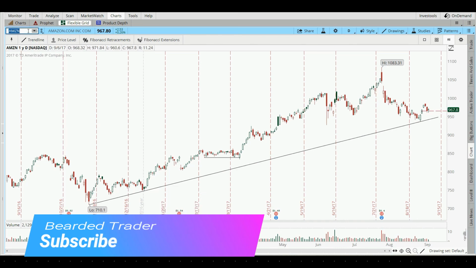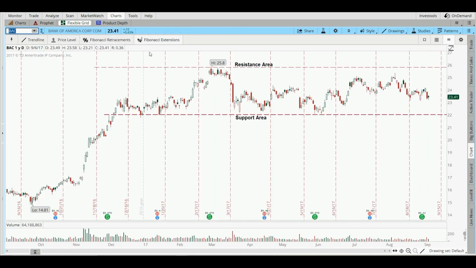And that's Amazon. Let's take a look at another one. Let's look at Bank of America. Now you see Bank of America has this huge level of support going across around this $22 area. So every time it has hit this area, it's bounced back up. Bounce back up. Bounce up. This is what you call a range, a trading range.